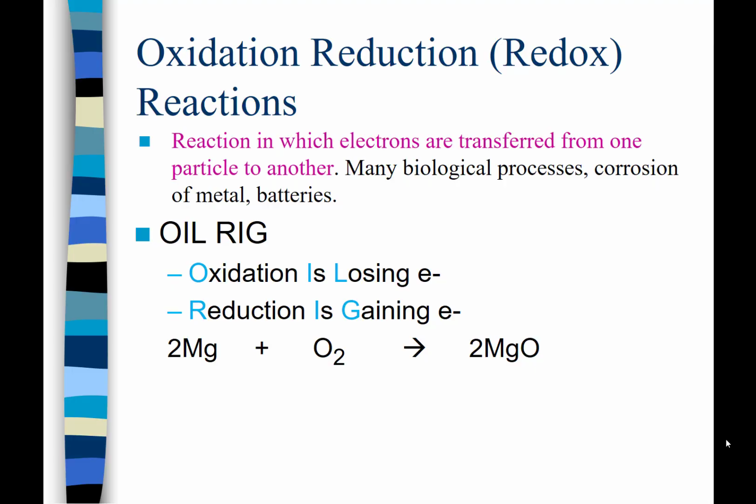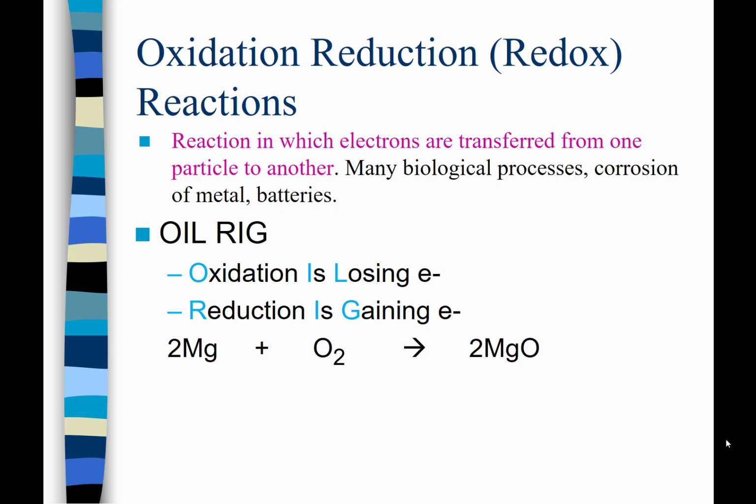Redox reactions are reactions in which electrons are transferred from one particle to another. Redox is a shortening of reduction and oxidation. You cannot have oxidation without reduction and vice versa. So if you have one, you have to have the other. Many biological processes, corrosion or rusting of metal, and batteries run on this principle.